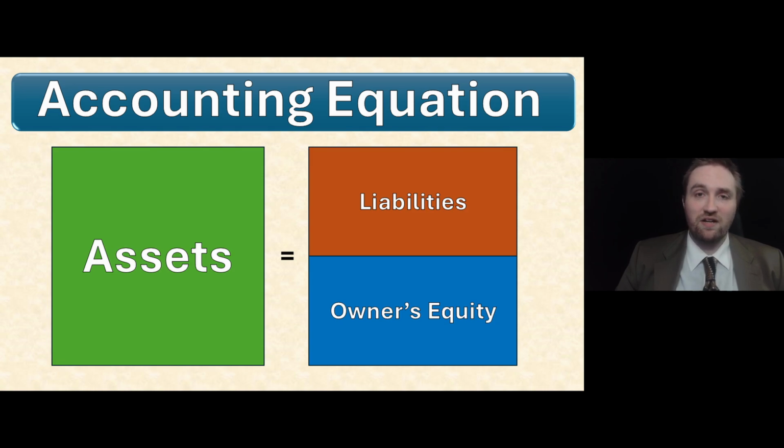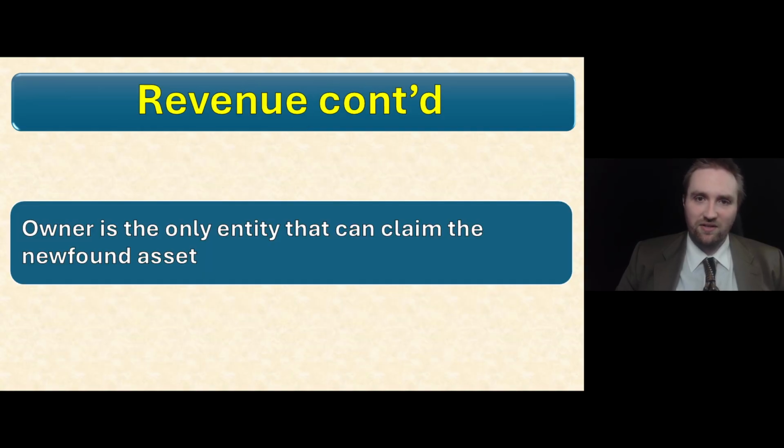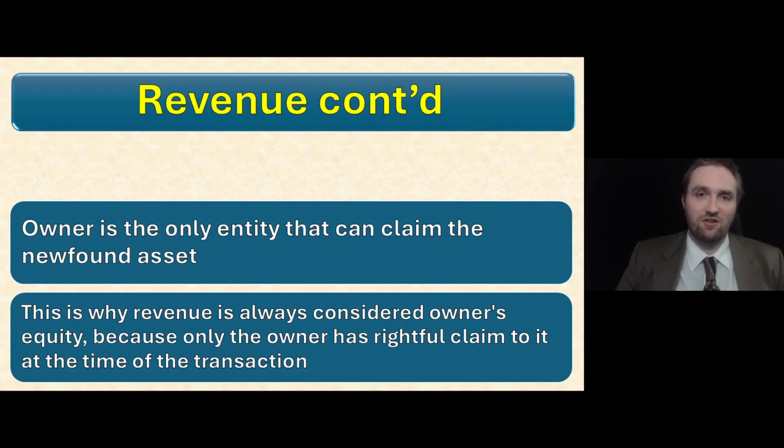When a business earns money, they earn an asset. Since the asset was earned without an expectation of repayment, that asset cannot be a liability. Therefore, the owner is the only entity that can claim this newfound asset. This is why revenue is always considered owner's equity.